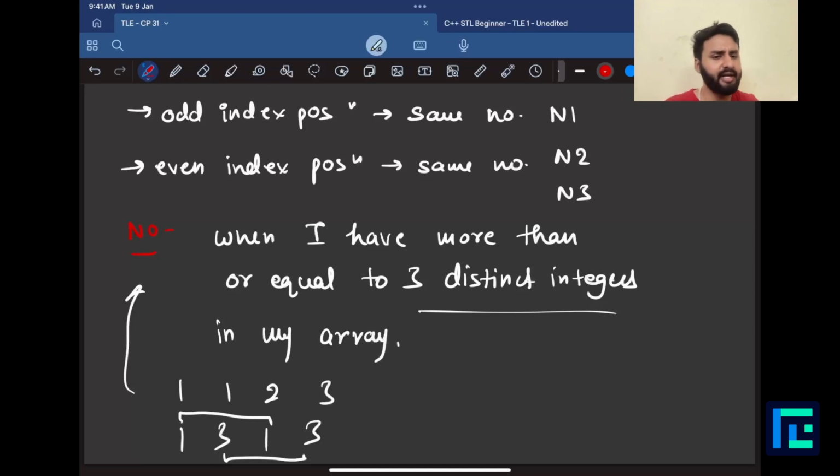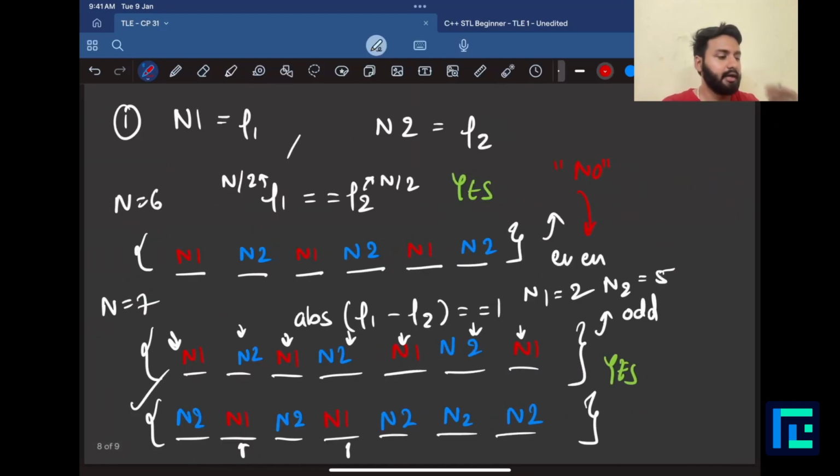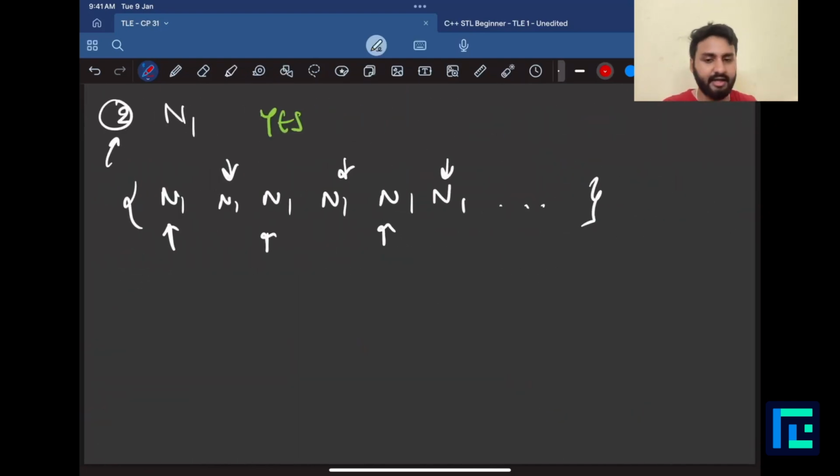You are definitely printing a no when you find more than 3 distinct integers. Good to go in this part. Next, we can take maybe the second case first. If you have the array having the same numbers throughout, directly print a yes, a blind situation, because effectively always the odd and even positions will have the same numbers.